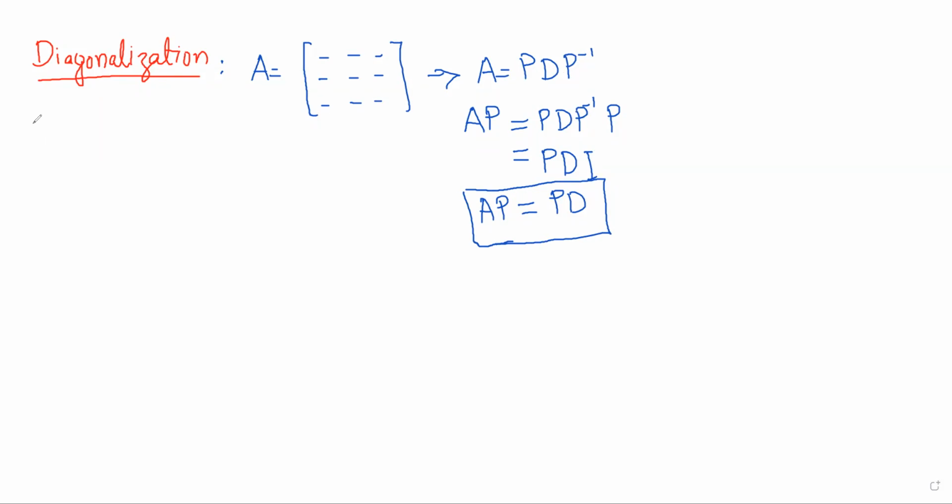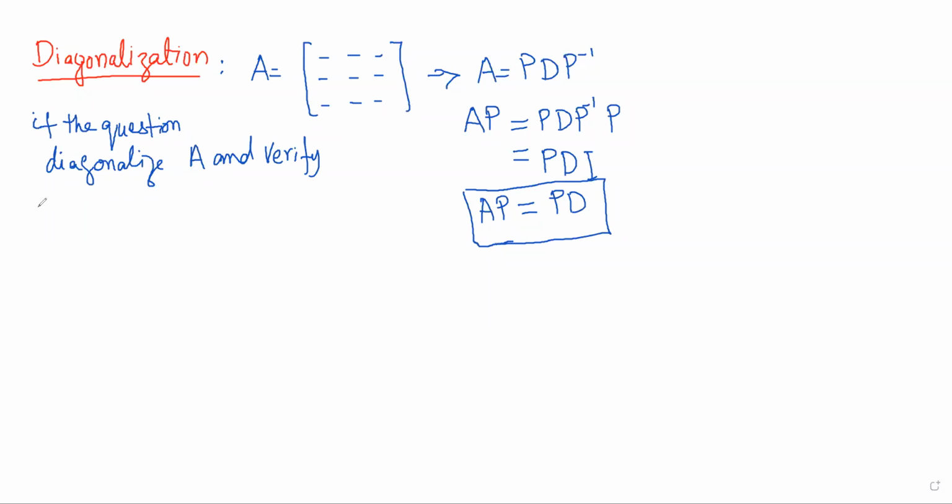So for example, if the question is: diagonalize A and verify. What you are going to do is diagonalize A, which means you will find P, D, and P inverse. And then for verification, you will multiply P with D and then with P inverse, and both sides should be equal.